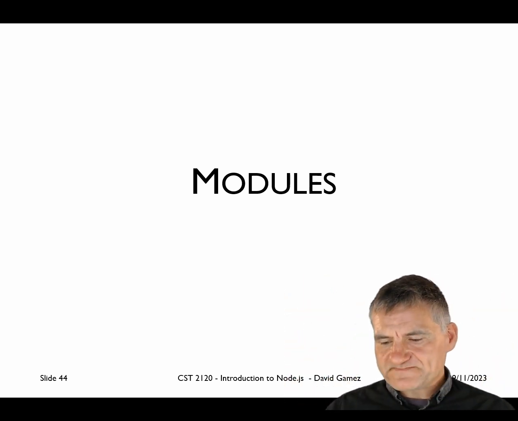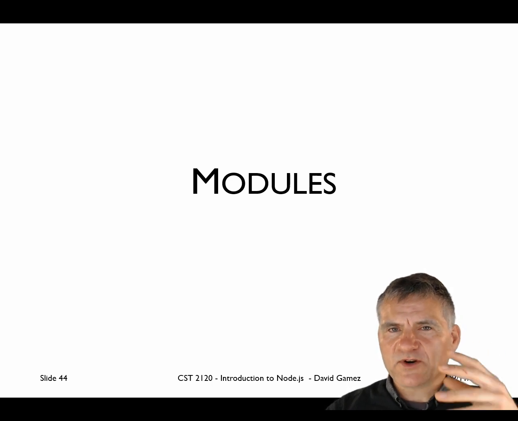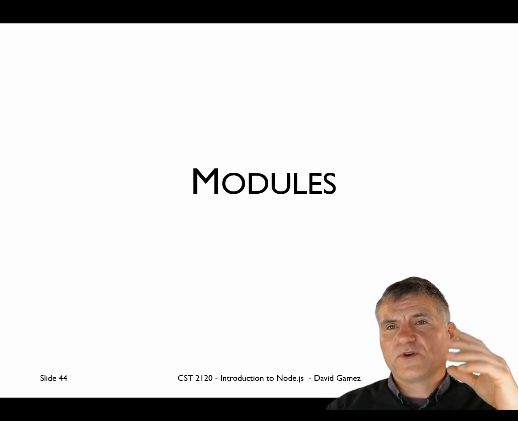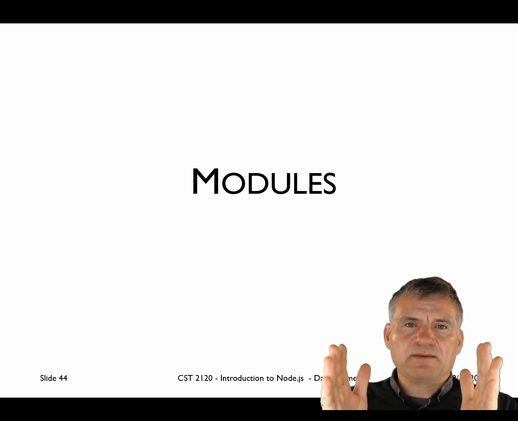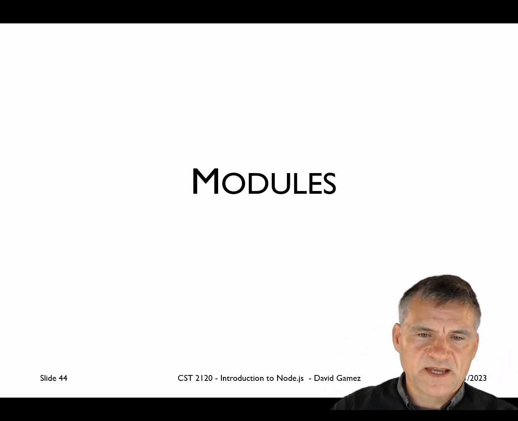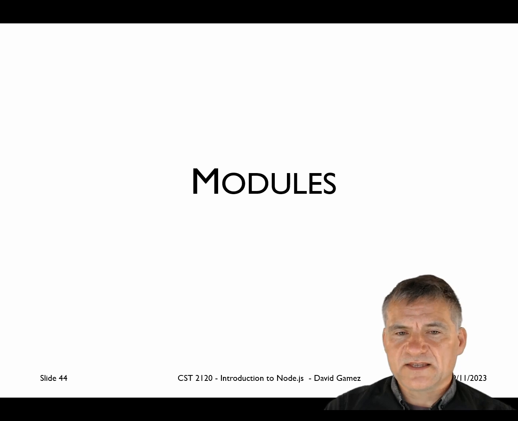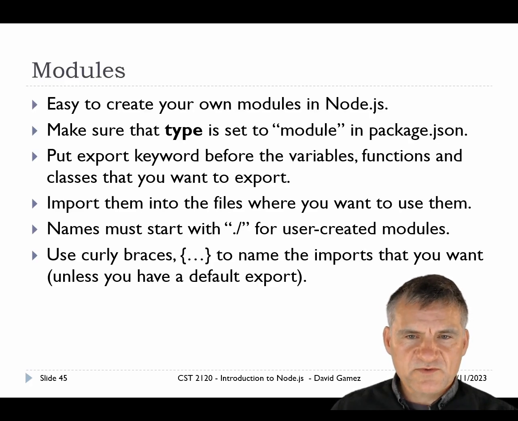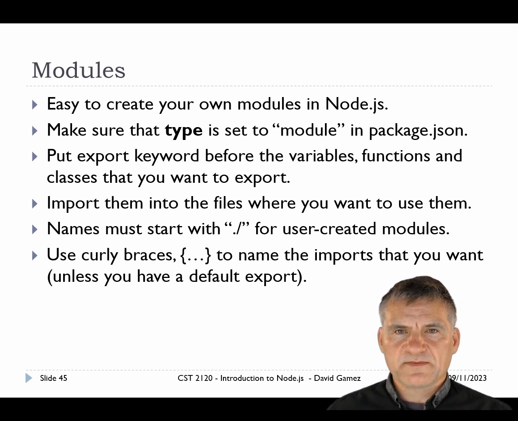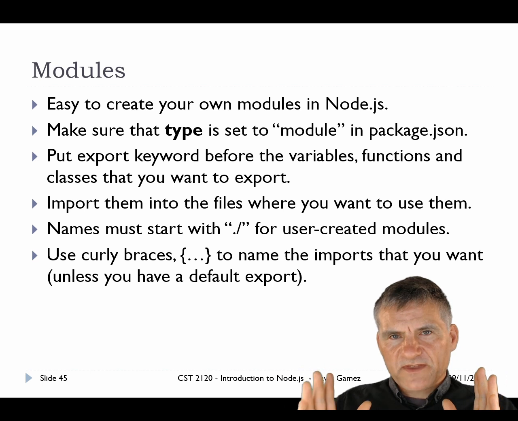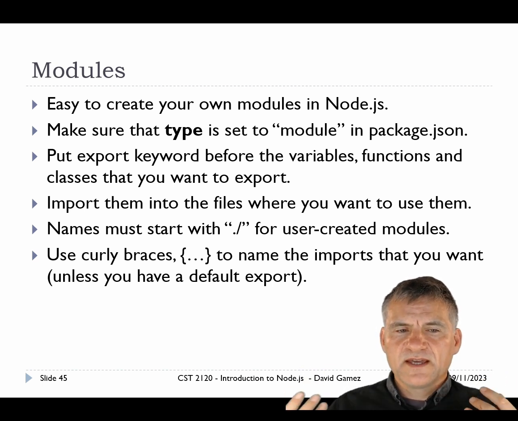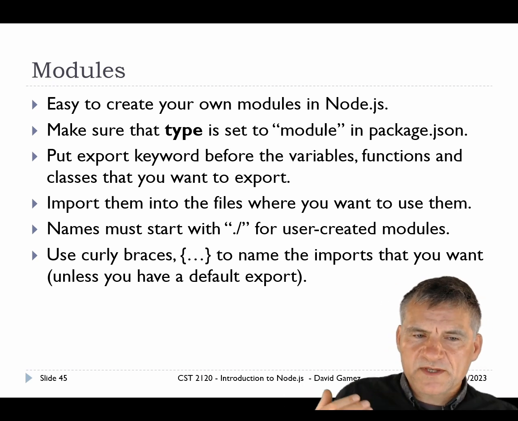When we're working with Node, it's better to think in a slightly more object-oriented way, not necessarily writing classes, which you can in Node, but more in terms of having files that contain pieces of functionality and then exporting those pieces of functionality into other files in order to use them, yeah? How that's described in Node is in terms of modules. So it's really easy to create your own modules in Node. Just make sure that type is set to module in package.json, which I already mentioned earlier. Then if you've got some things that you want to export, we just type export before the variables, functions, and classes we want to export. And then we can import them into the files where we want to use them, yeah?